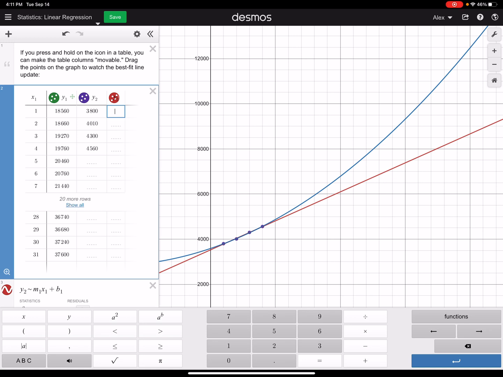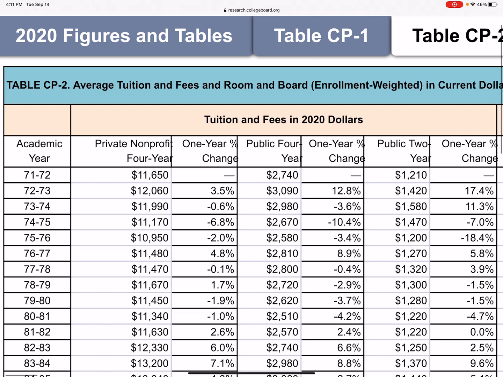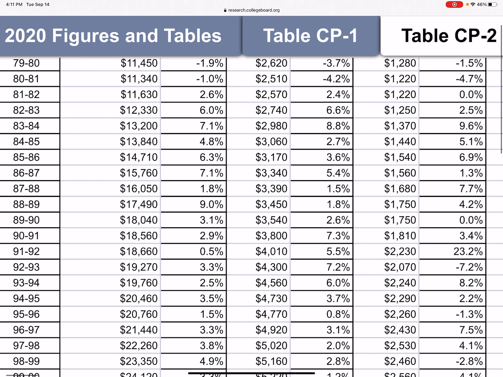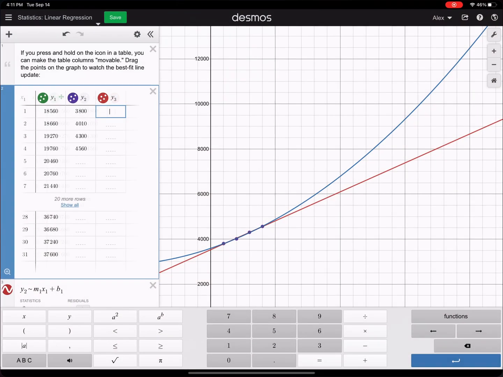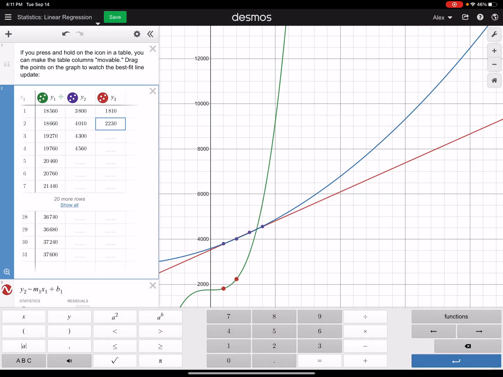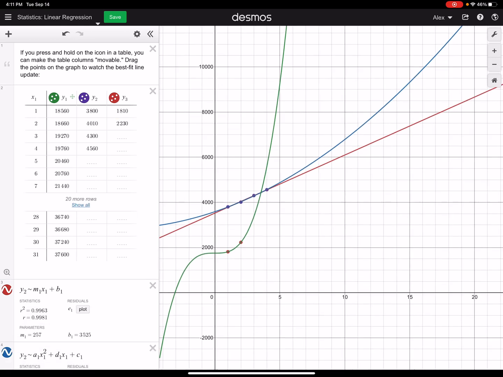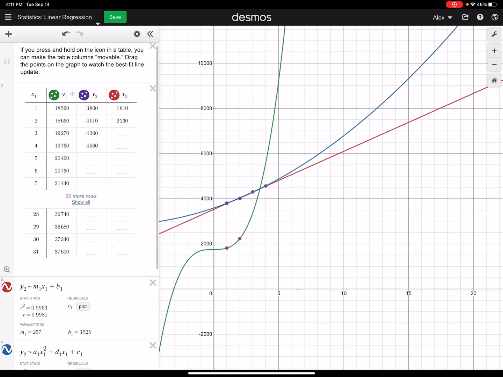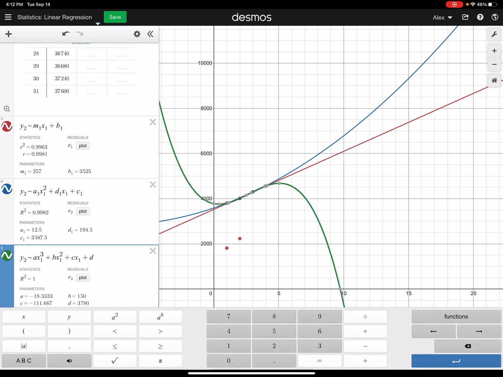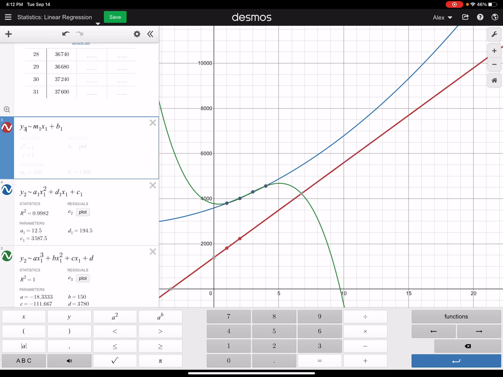One last set of points here. This is going to be the price of public 2-year universities. Again, we're starting 1990 to 1991, so we're talking about 1810. The next one is 2230, etc. Whoop, that said Y3 for some weird reason. And again, if you want to fit your line to that, then you can make it Y3.